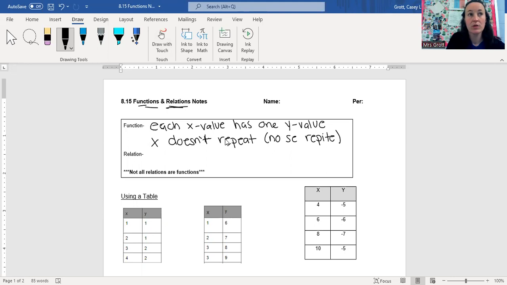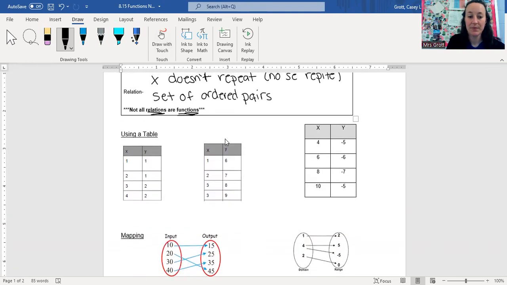Okay. A relation is just going to be a set of ordered pairs. Not all relations are going to be functions. Functions are more specific. And again, that's when x does not repeat. So we're going to look at a couple different types of examples and see whether they are a function or not a function. So looking at the first one, again, all we care about is x.